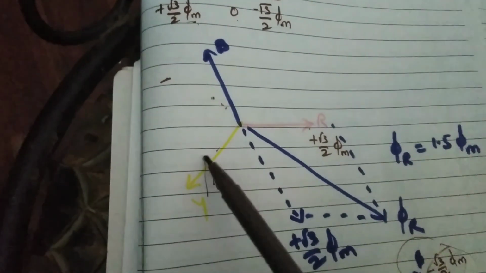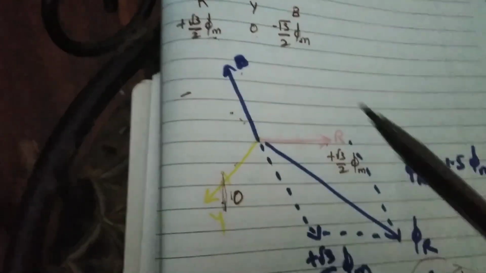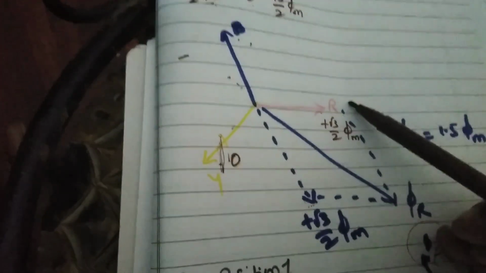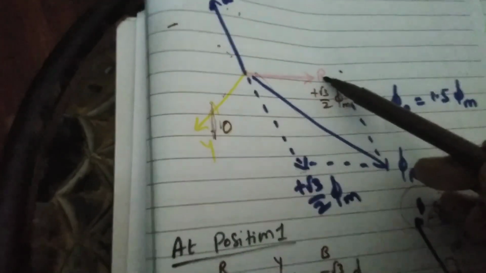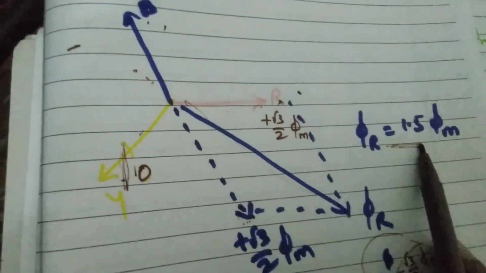But now the Y is producing 0, and B is again minus. Since B is minus, we bring it to the other side, so it becomes minus root 3 by 2. Already R has plus root 3 by 2. Now when we find the resultant, both the vectors are the same value, so there will not be any change in the resultant, 1.5 phi m. The magnitude is the same.